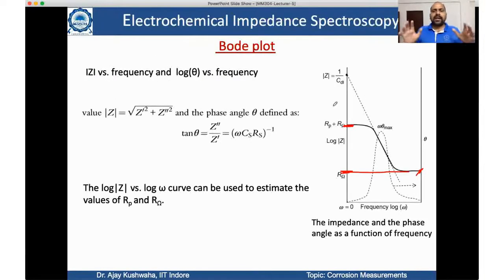So what I have discussed till now: if we do electrochemical impedance spectroscopy, we are going to measure Z dash and Z double dash. We can either plot Z dash and Z double dash in a complex plane, and that is known as the Nyquist plot, or we can plot the mod of Z with change in the frequency, and that is known as the Bode plot. Using both plots we can calculate the value of Rp, and based on this value we can estimate the corrosion rate.